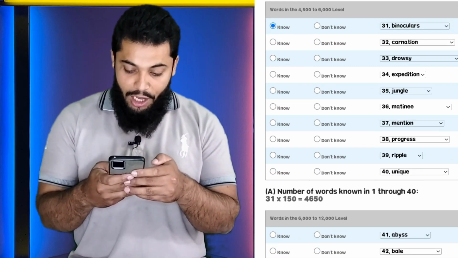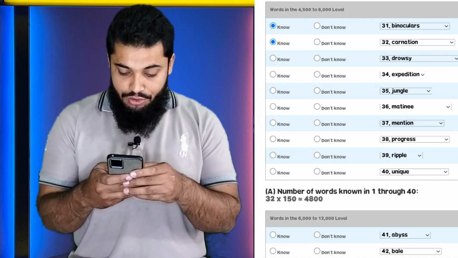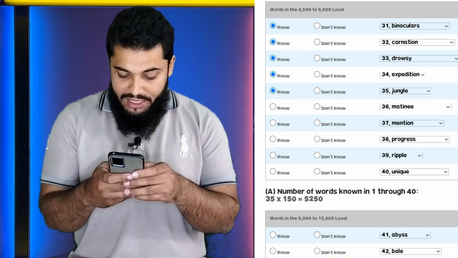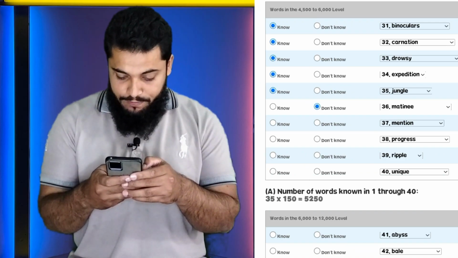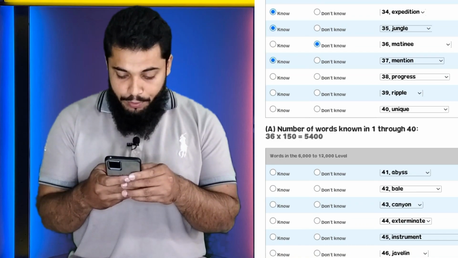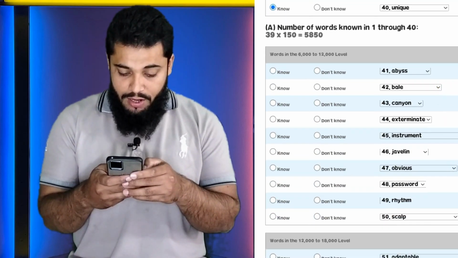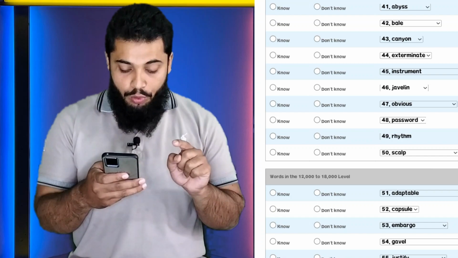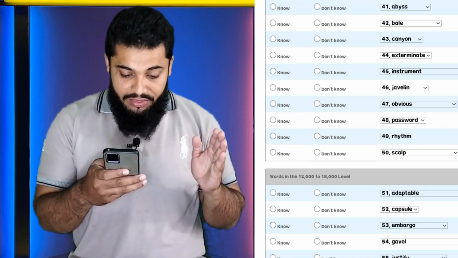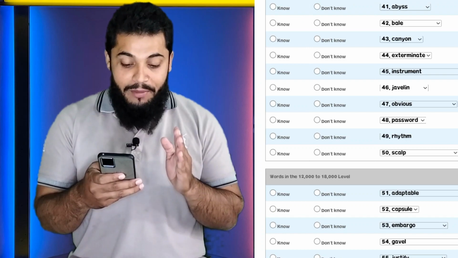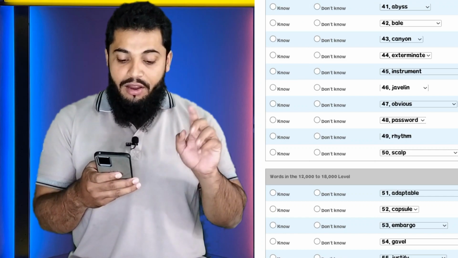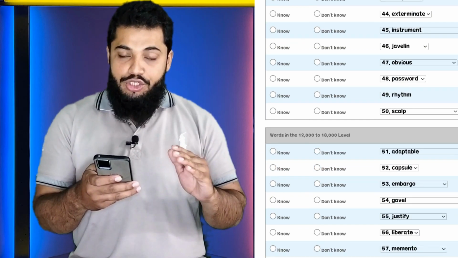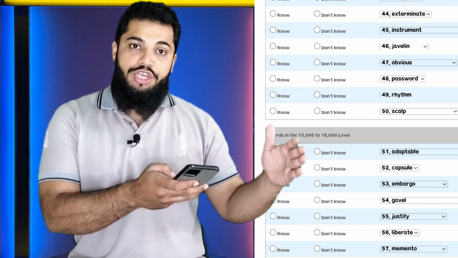Next, binoculars, I know it. Carnation, yes. Drowsy, expedition, jungle, matinee. Now, I don't know the word matinee, so I will mark it don't know. Next, mention, progress, ripple, unique, I know all. Now, this is the first 40 words. We are done with it, and our result is 39 out of 40, and we will multiply it by 150, and the result is 5,850 words.